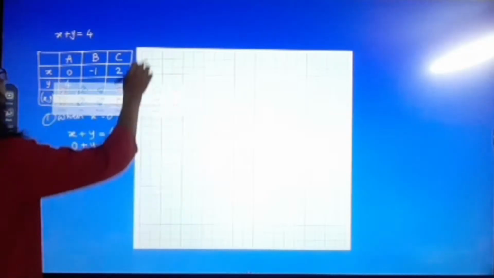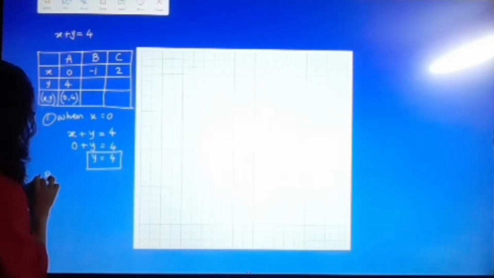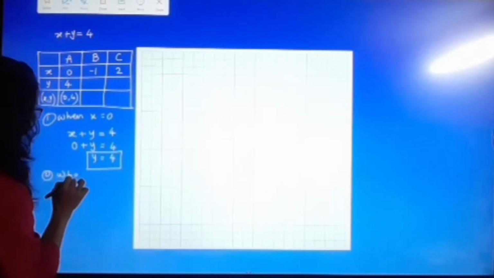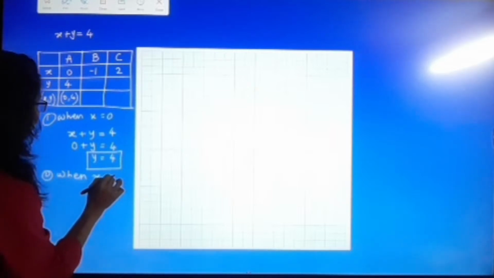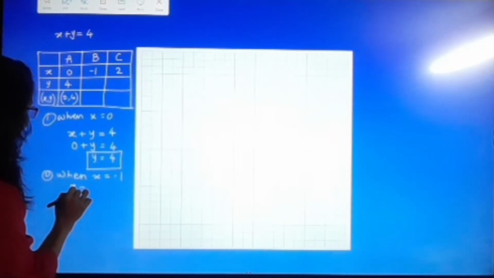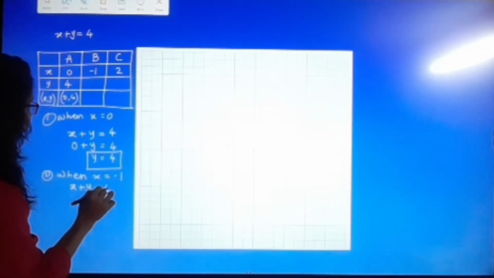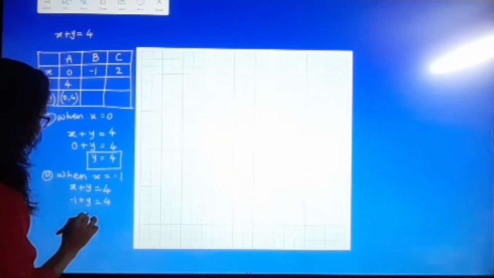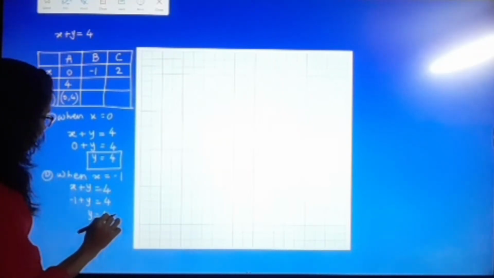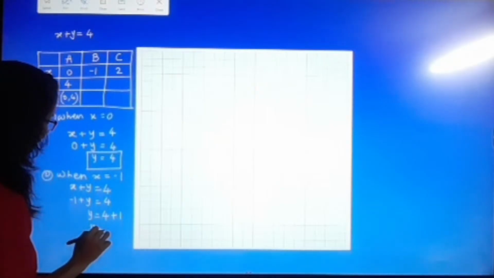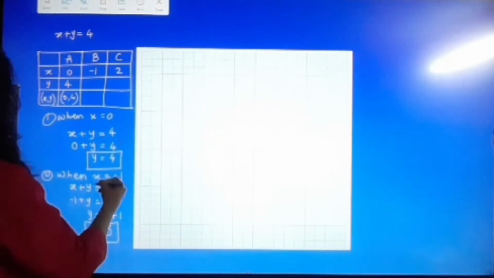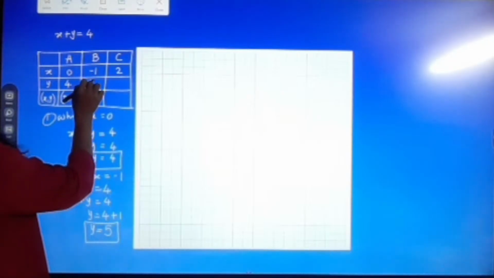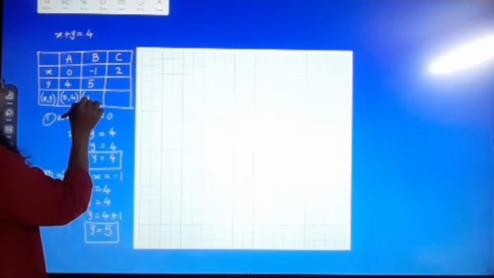Okay. Then the second value, students, when x is equal to minus 1. So write down the equation x plus y is equal to 4. So minus 1 plus y is equal to 4. So here y is equal to 4 plus 1, that is y is equal to 5. Okay. So the coordinate will be (-1, 5). So (-1, 5).